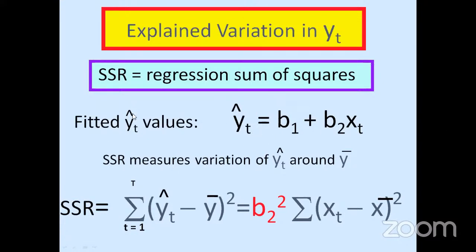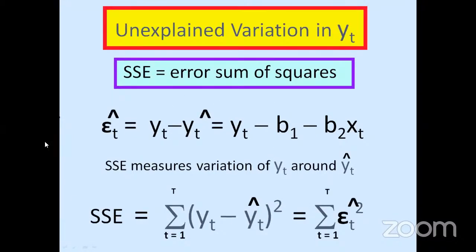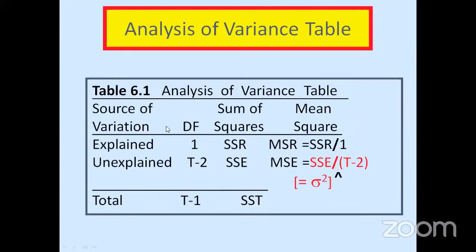That is fitted y cap t values, that is yt is equal to b1 plus b2 xt. SSR measures the variation of y cap t around y bar. SSR is equal to this particular regression equation, which is generally termed as beta 2 squared times the sum of xt minus x bar whole square. So this is error sum of squares. Error sum of squares is being estimated like this, and we can call it a measure of variation of yt, and the entire last product is the sum of t goes from 1 to T of the error of t estimation, that is e cap is there here.